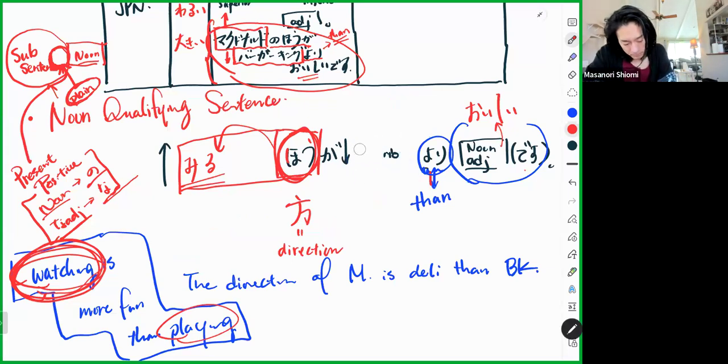Yori. This one is, we only connect yori with a noun.